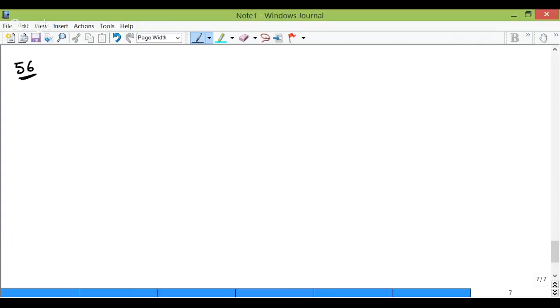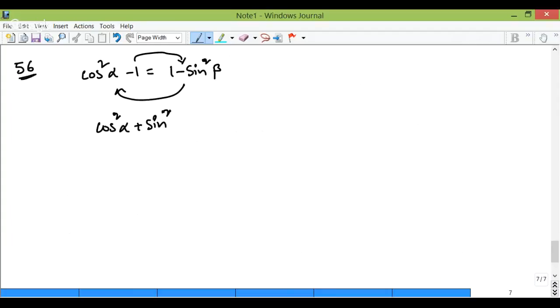56th one. It's given that cos square alpha minus 1 is equal to 1 minus sine square beta. So when you take this sine square beta this side and take minus 1 to this side, cos square alpha plus sine square beta will be equal to 2.